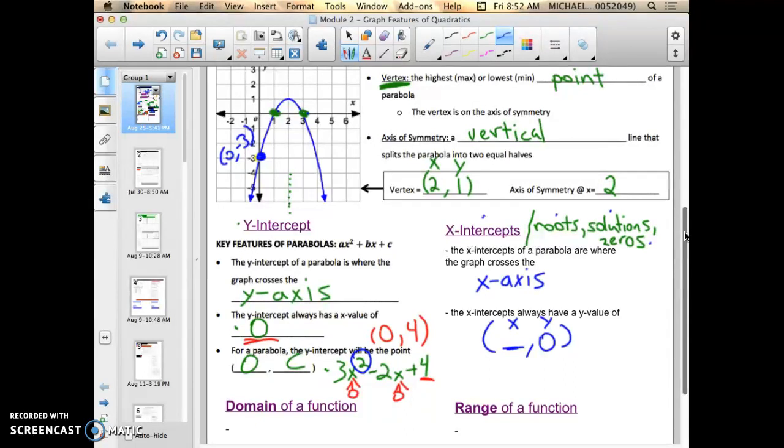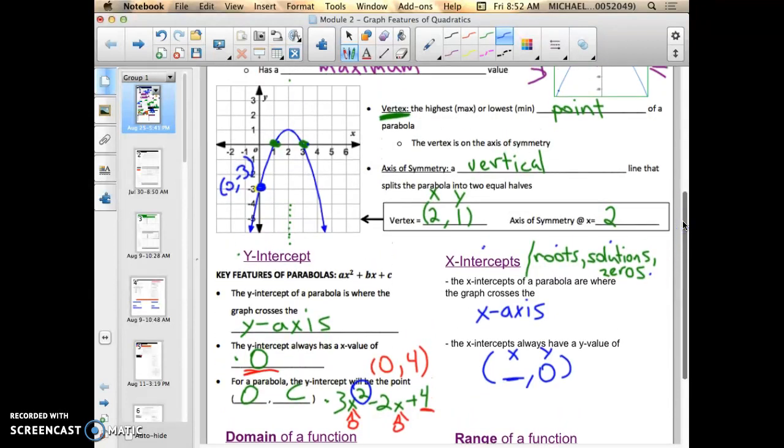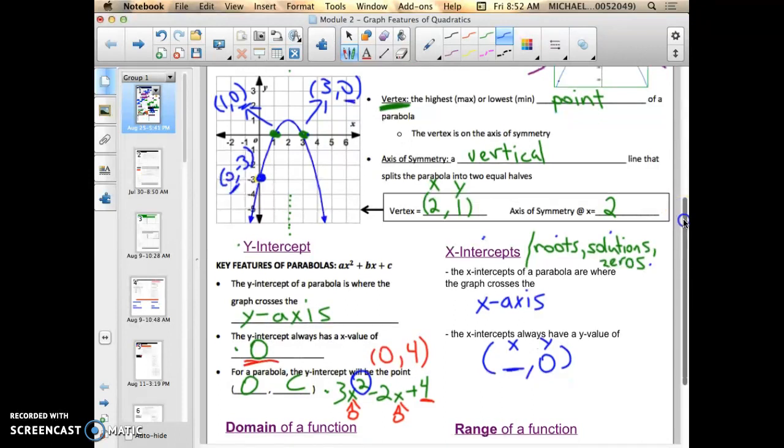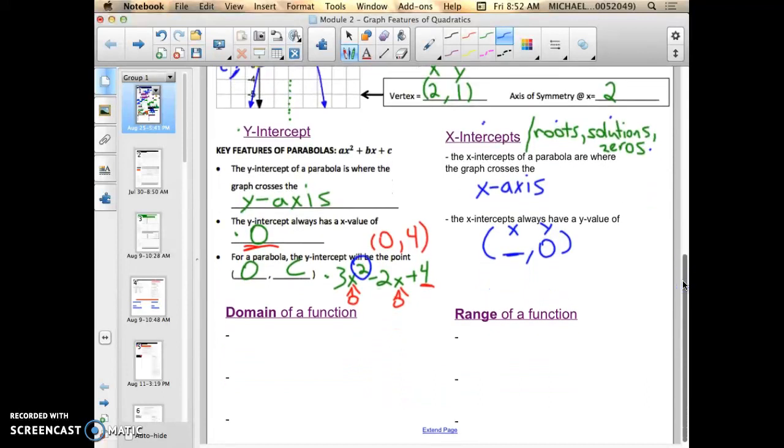But the x-intercepts are very important. We will solve quadratic functions in module 3, and that means we're going to be finding x-intercepts or roots or solutions or zeros. All the same thing. But again, if I go back to the graph here, this solution is (1, 0), and this solution is (3, 0). Now you notice, again, the y-intercept has an x value of 0, and the x-intercepts have y values of 0. That is very important to know, so please make a mental note of that.